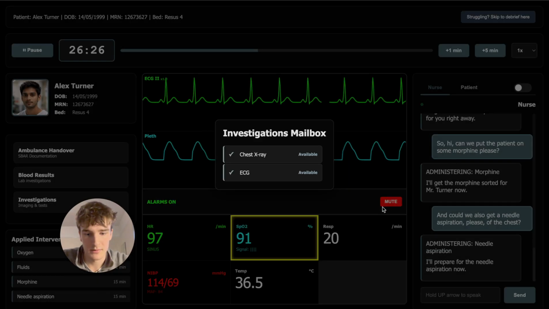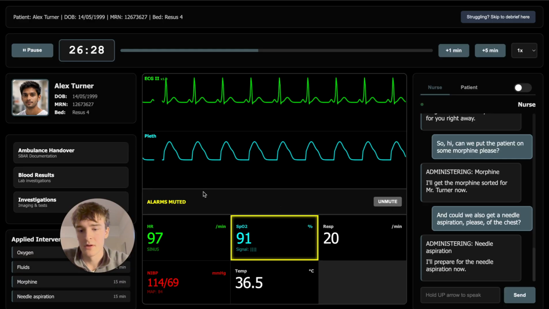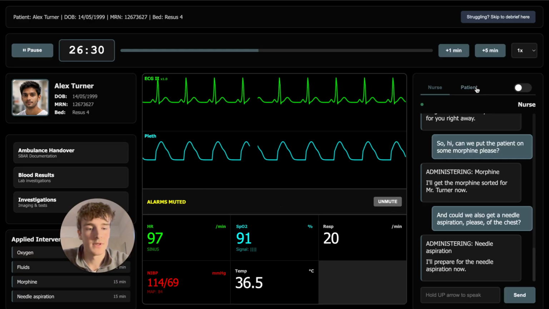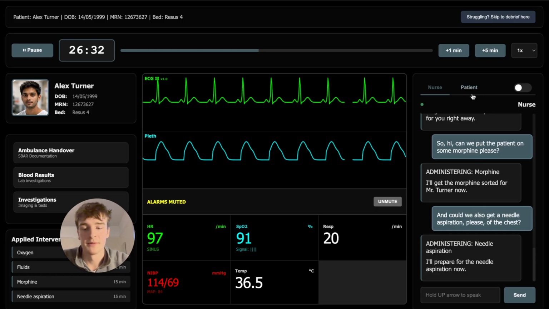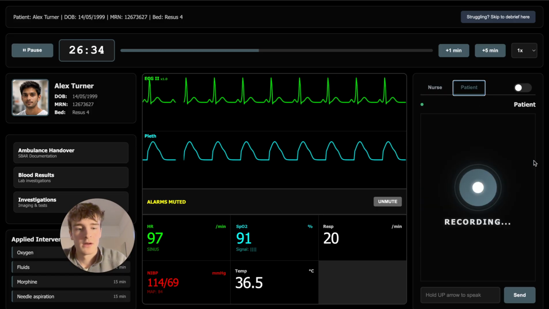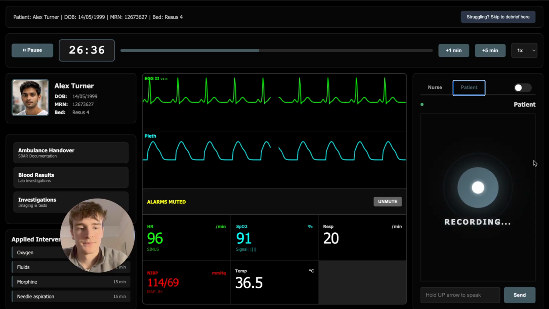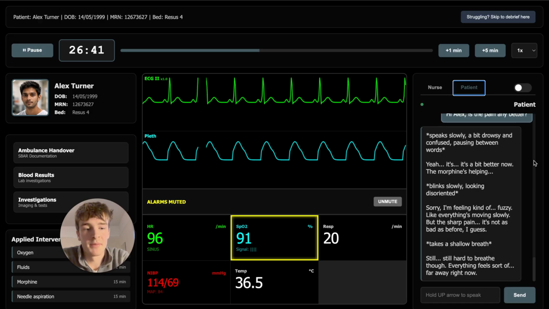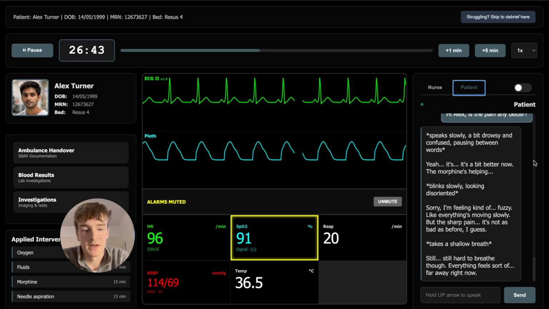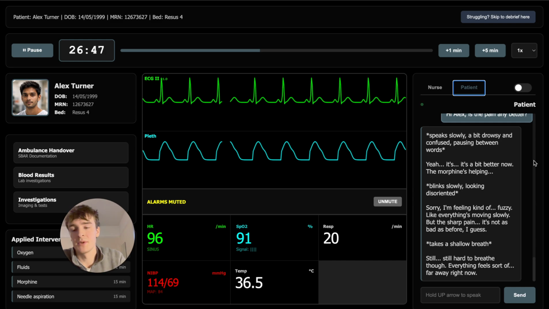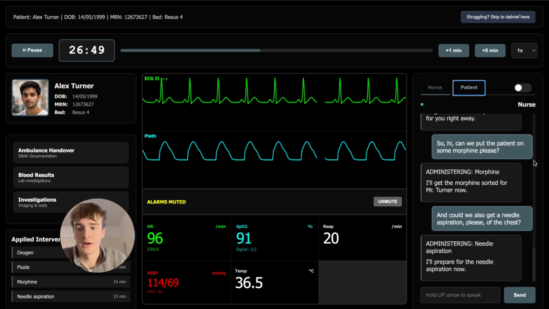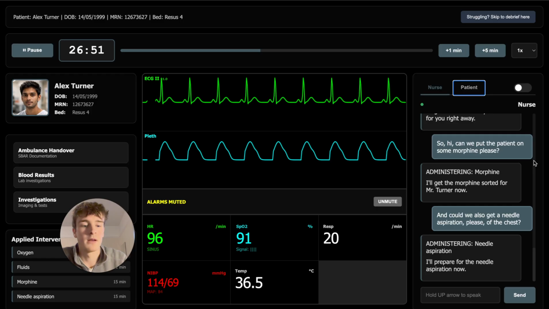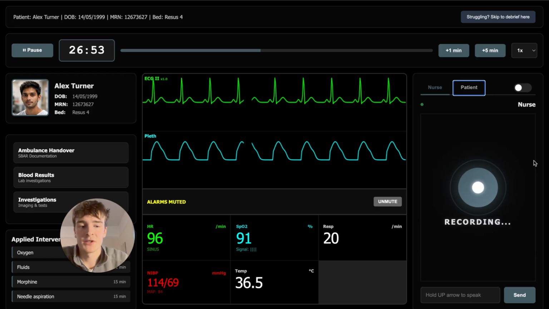Sorry, our alarms are going. And what else are we going to see? Pain. Hi, Alex. Is the pain any better? Yeah, a bit better now. Morphine's helping. Sorry, I'm feeling kind of fuzzy. Still hard to breathe. Okay, so basically we need to do a chest drain. We know it's a pneumothorax, and let's get the treatment finished. Hi, could we get a chest drain on the patient, please?